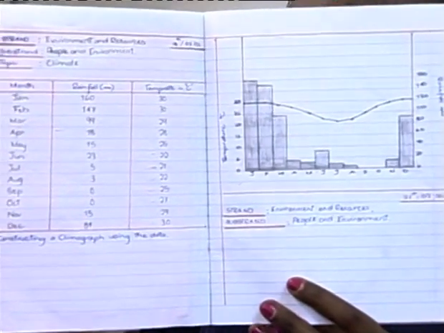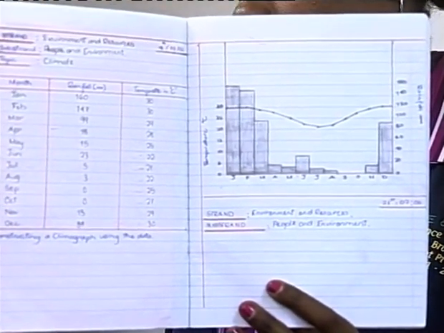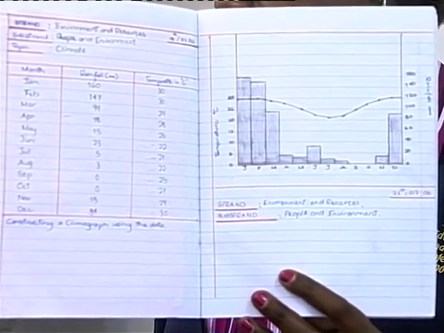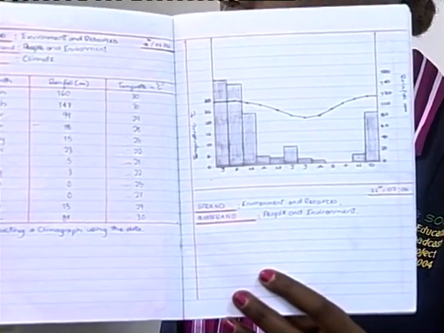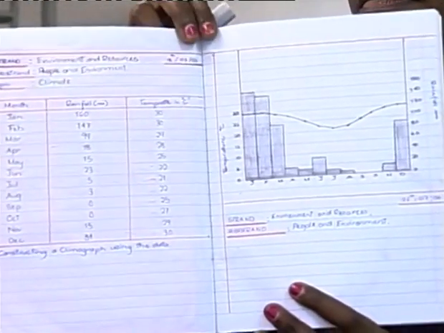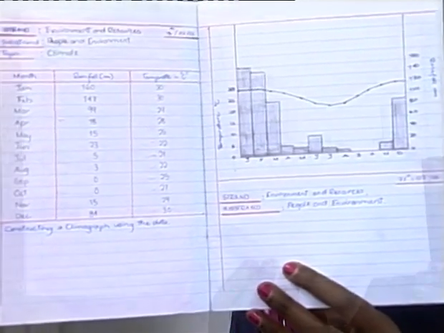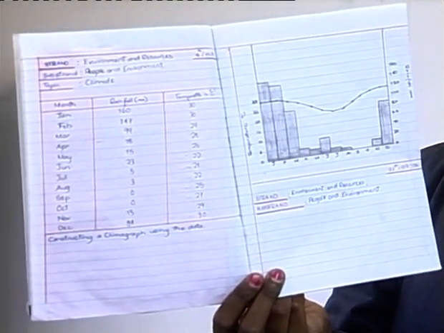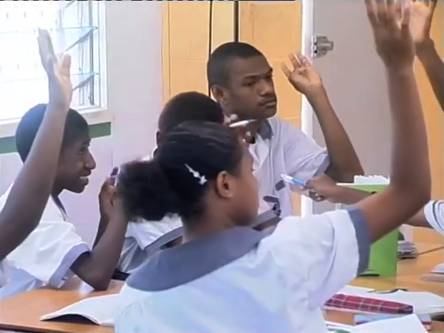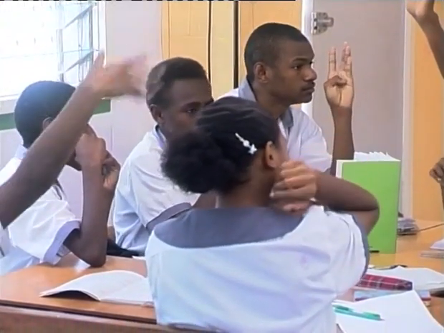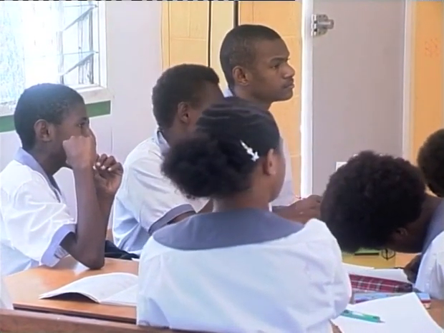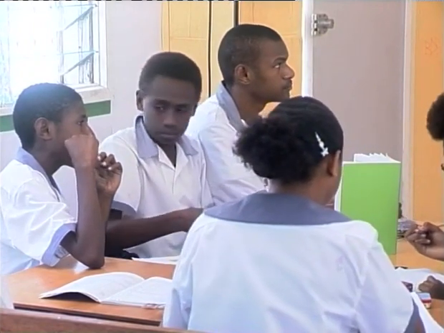Now, I reminded the model class that I was going to collect your exercise books at the end of the lesson. So receiving teachers, if you can also collect your students' exercise books and maybe look through. All right, hands up those of you who finished with your climographs. Hands up quickly. All right, very good. Hands down. Thank you. So we shouldn't have any problem with that.